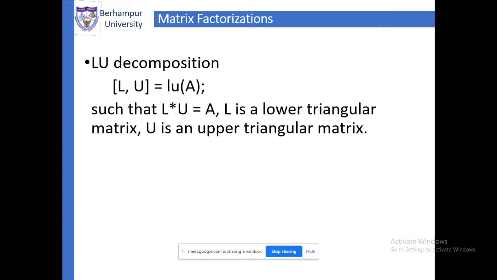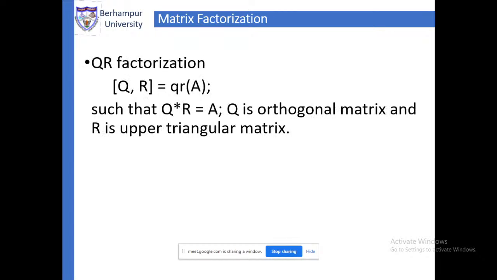Small lu is the matrix command. So lu operates on A, it is a function and the variable is A. If it operates on A, you will get the LU decomposed values, capital L and capital U. If you do that, then L star U must be equal to A. L is the lower triangular matrix, U is the upper triangular matrix. If you multiply both the triangular matrices, that gives you A.